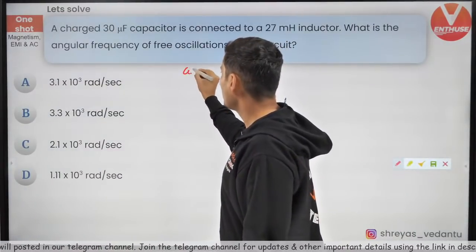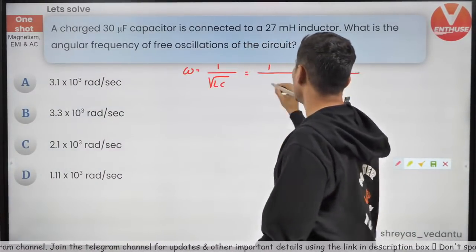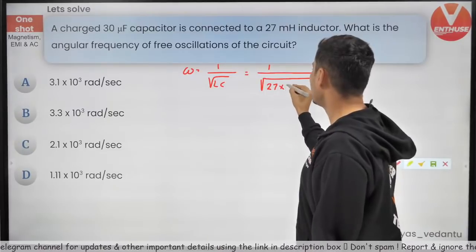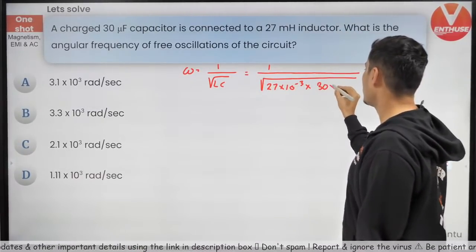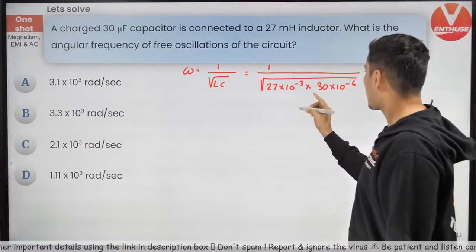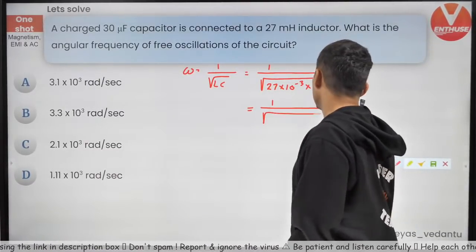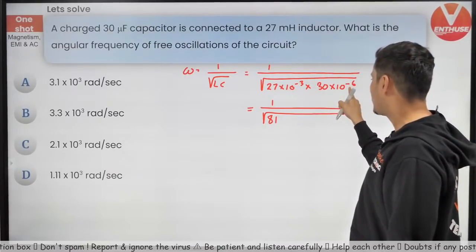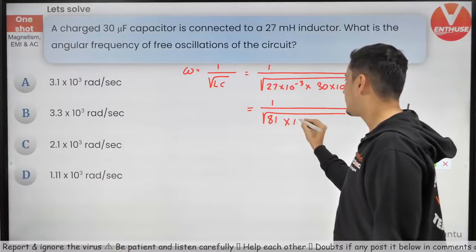So, angular frequency omega is 1 by root LC. So 1 by root over inductor. Inductor is 27 milli, which is 10 to the power minus 3. Capacitor 30 micro, which is 10 to the power minus 6. 27 into 3 is 81. So root 81. 10 to the power minus 3, 10 to the power minus 6, 10 to the power minus 9, and one of the zeros, so 10 to the power minus 8.